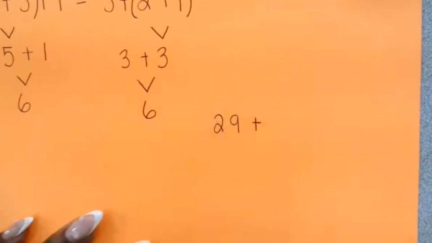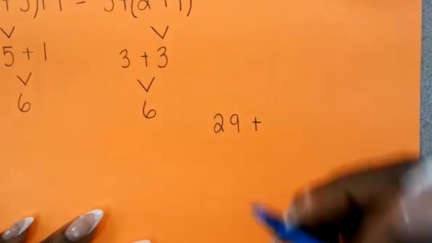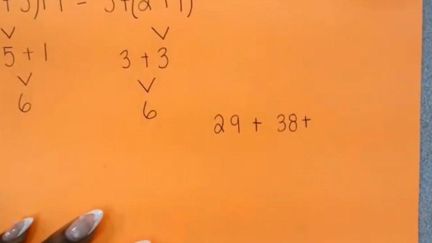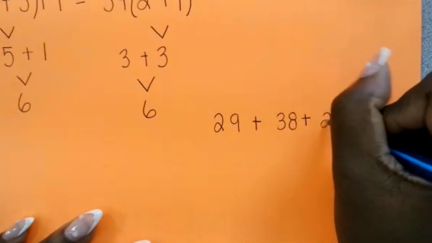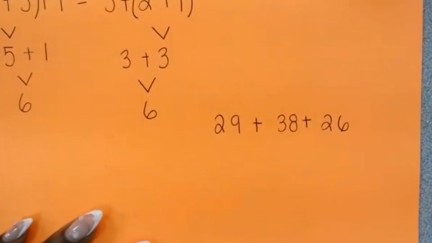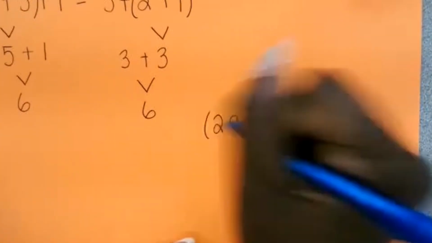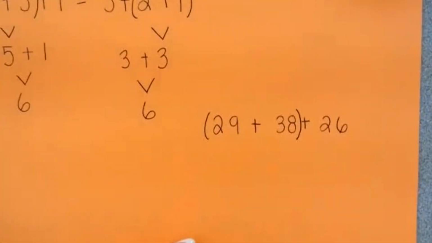Braxton, give me another number. 38. Chloe, give me another number. 26. So my friends, you guys told me 29 plus 38 plus 26. What are our two friends called, class, that help us solve one part of the problem first? Parentheses. I'm going to choose to put my parentheses around 29 and 38.